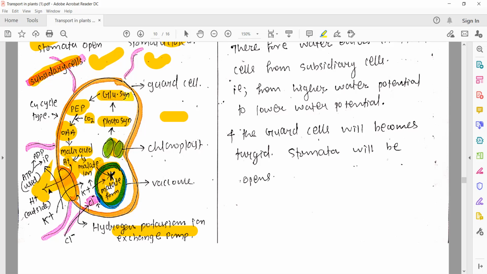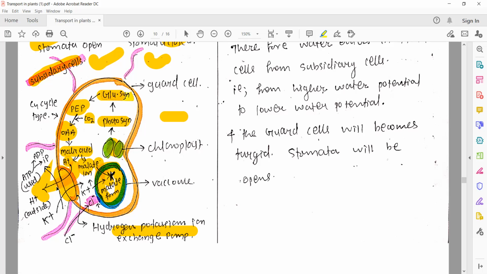Are you understanding? It has to go into the subsidiary cells. Things move from the higher concentration to the lower concentration, because the subsidiary cells do not have as many hydrogen ions outside as compared to the guard cells. So the guard cells have a higher number of hydrogen ions, which have to move through the hydrogen channel into the subsidiary cells.